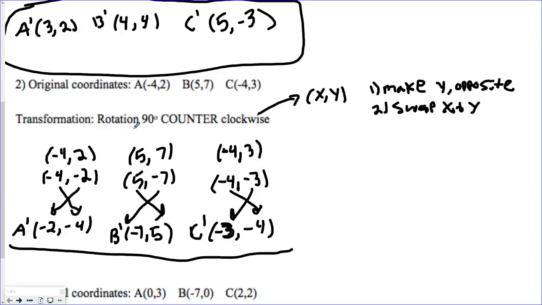So rotations always come in 2 steps. Counterclockwise means make the y the opposite and then swap the x and y. Clockwise would mean make the x opposite and then swap the x and the y. So you're always going to swap for a rotation of 90 degrees. It's just a matter of which one do you make the opposite. So counterclockwise means make the y opposite. Clockwise means make the x opposite.